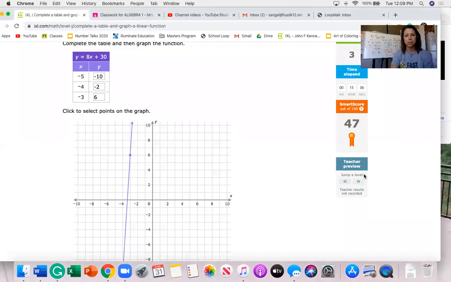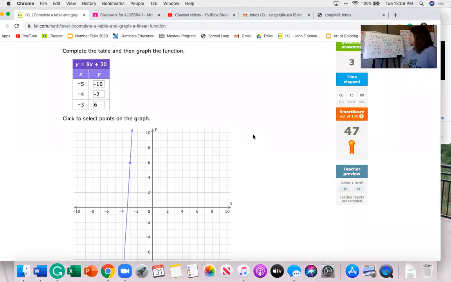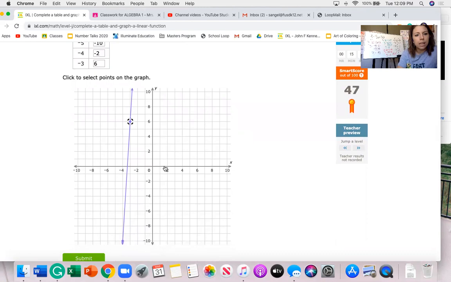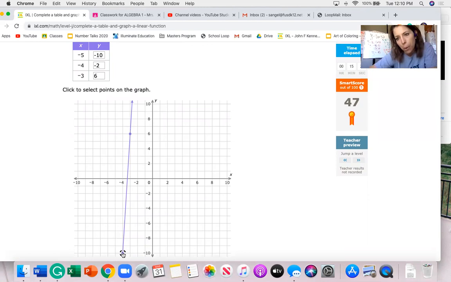This isn't even me joking around here. Negative 10, negative 2, and 6. 8x plus 30. Oh, I know what I did wrong. Oh my gosh, this is so embarrassing. But hey, it happens live, and so you know that I didn't make this up. Look at where I plotted this first point. That is not the point negative 5, negative 10. That is the point negative 4, negative 10, palm to face.